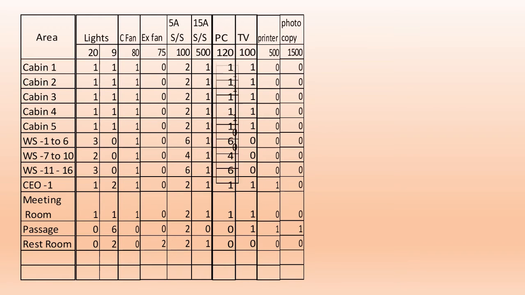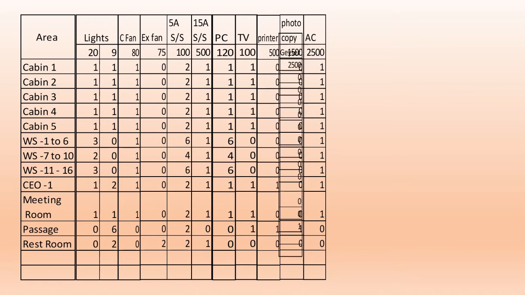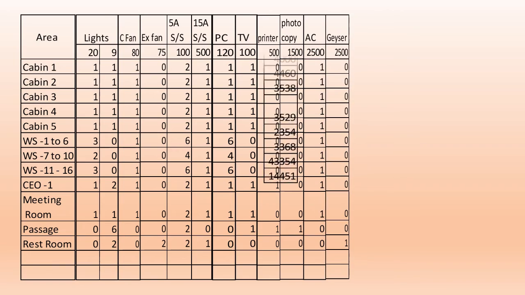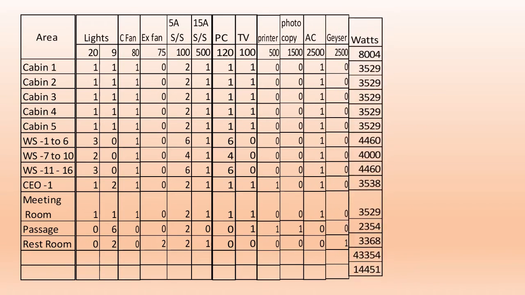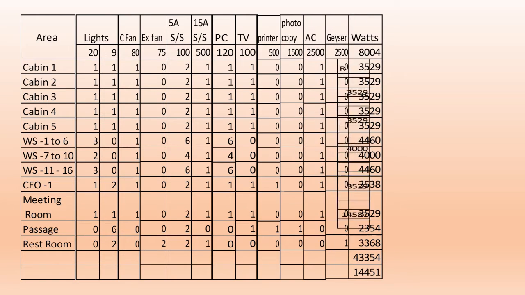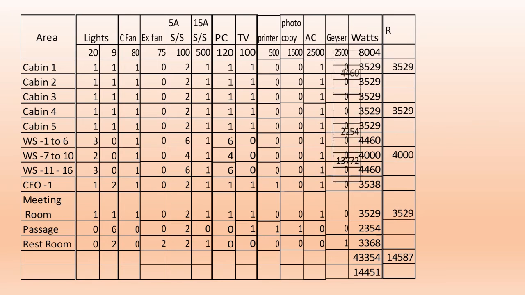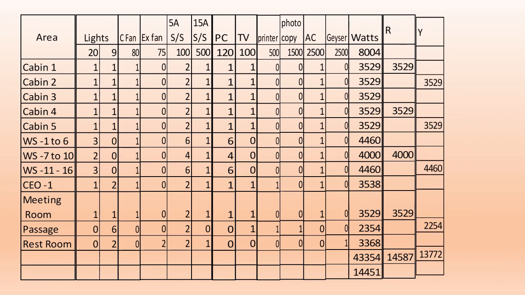First, we need to ensure all the data is filled in this tabular column. By multiplying the quantity with the wattage, you will arrive at the complete wattage of the load connected in the office. Once everything is connected, we need to segregate it into 3 phases. By dividing by 3, you will get a value, so you can make it into 3 phases R, Y, B.